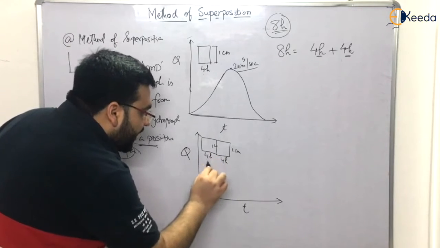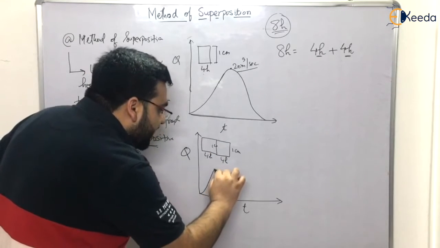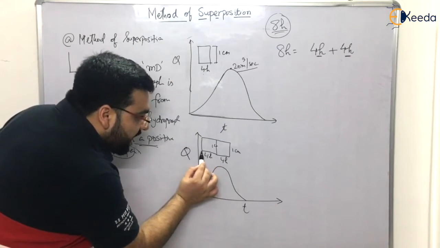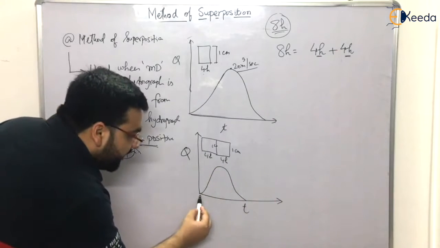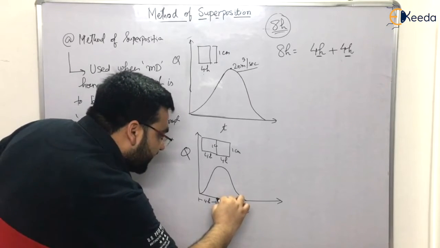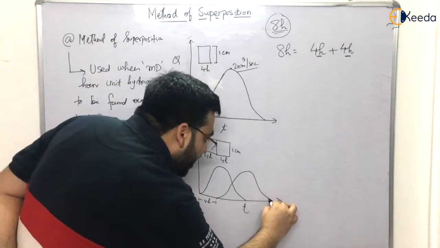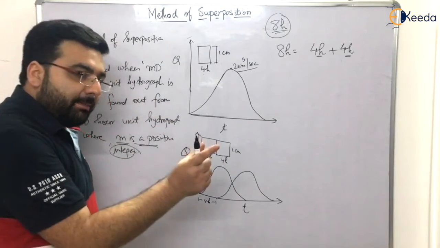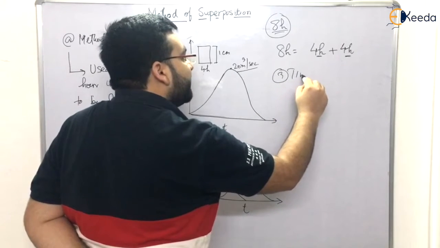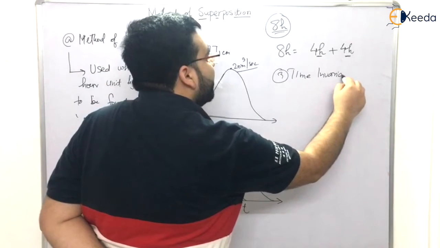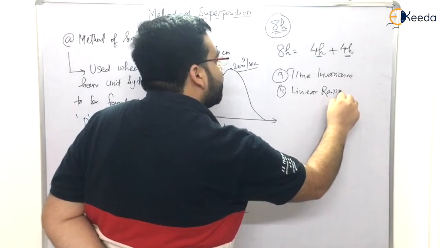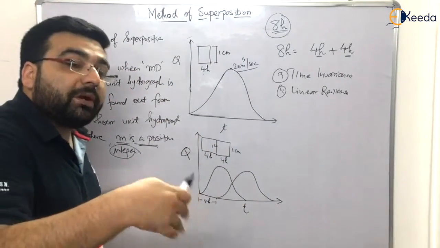Now the 4-hour unit hydrograph started from the origin and the shape of the hydrograph was like this, right? Now this is the 4-hour unit hydrograph again. It has started after 4 hours, so you will give a lag of 4 hours. This is your 4 hours, and you will start the hydrograph from here, and the shape of the hydrograph, the base period, everything will be the same due to the third assumption, that is time invariance. And what is the fourth assumption? The linear response. So this is known as the superposition method.